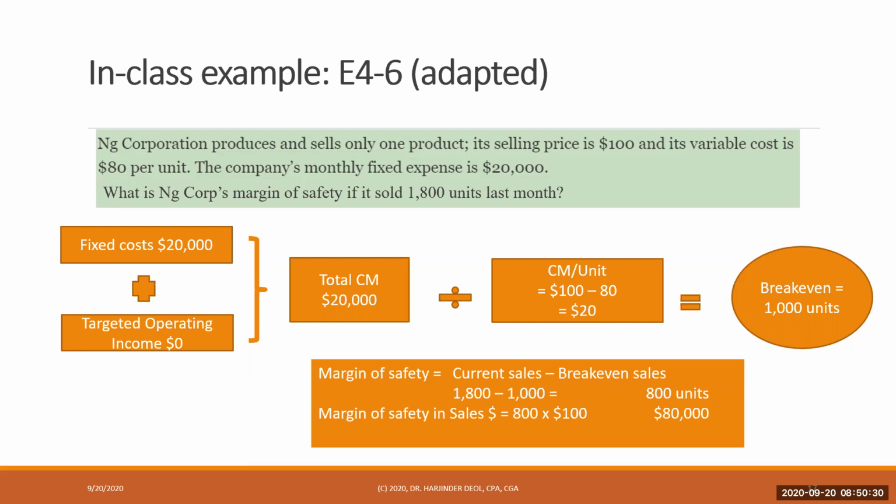If you were asked to calculate margin of safety as a percentage, you will divide the 800 units of margin of safety by the current sales, 1,800, 44.44%. So sales will have to drop by 44.44% from the current level before the company hits break-even point.